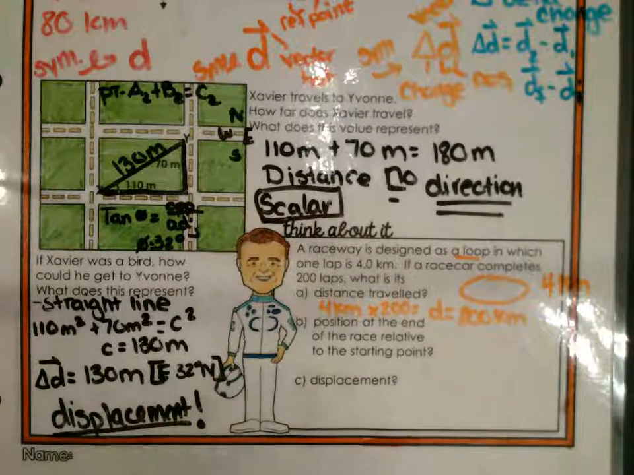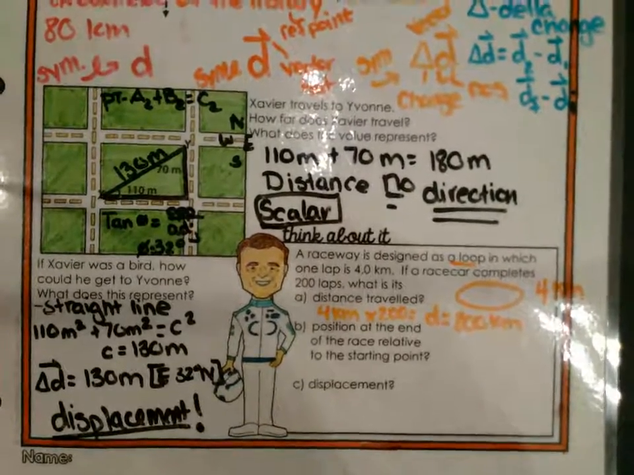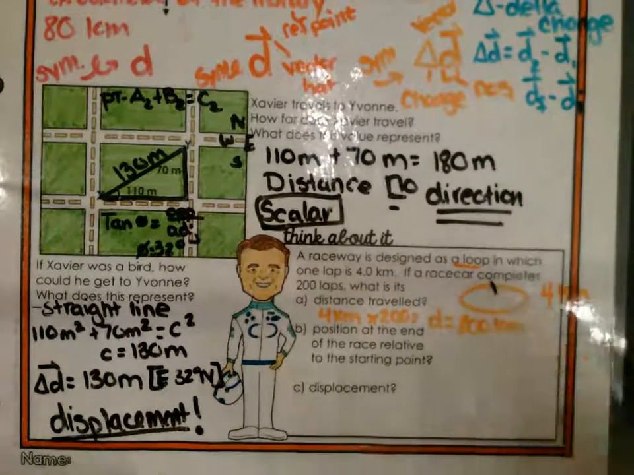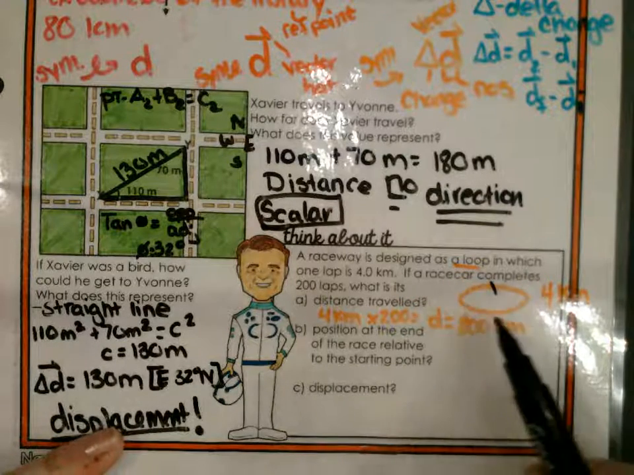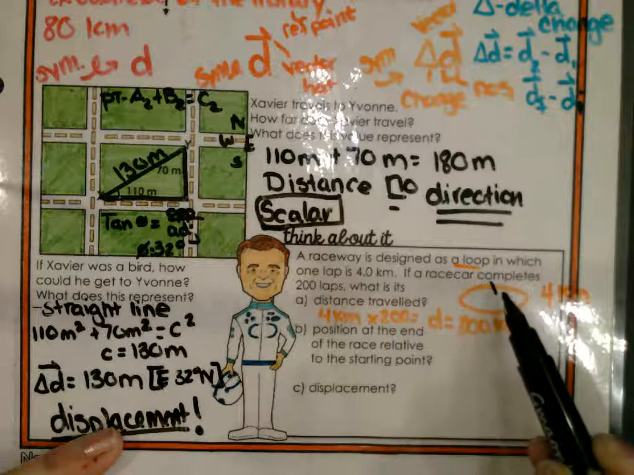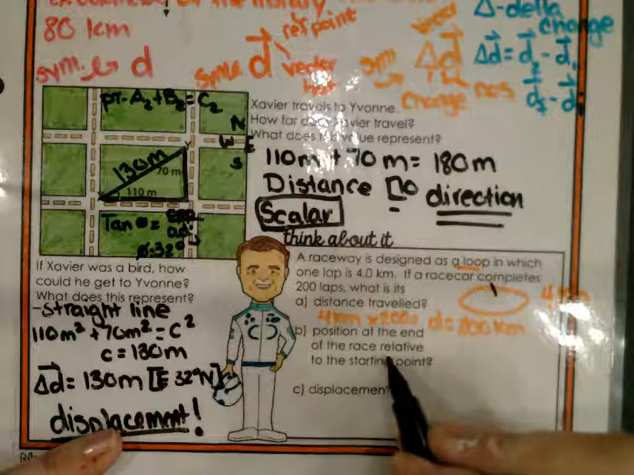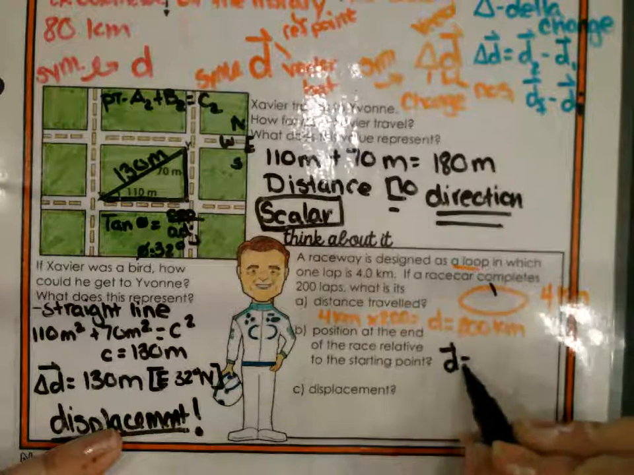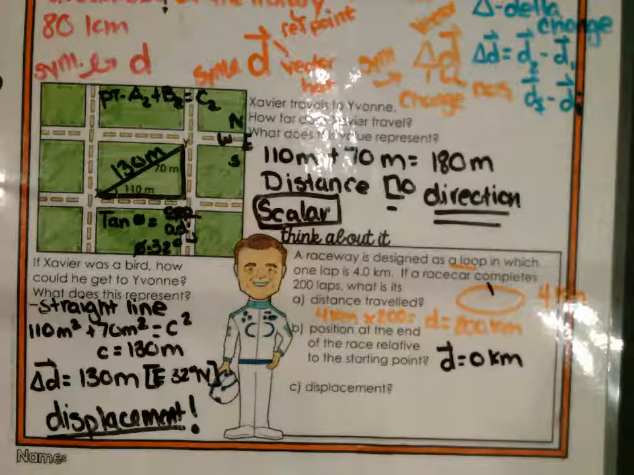The position of the race car relative to the starting point. I don't know if you've ever watched race cars race on the track, but the start line is usually here. It's like when you run a horse race or a physical track race with a person and you go around and around and around this loop, but you start and end in the exact same place. So his position at the end of the race relative to the starting point is 0 kilometers. He's in the exact same place he started at.